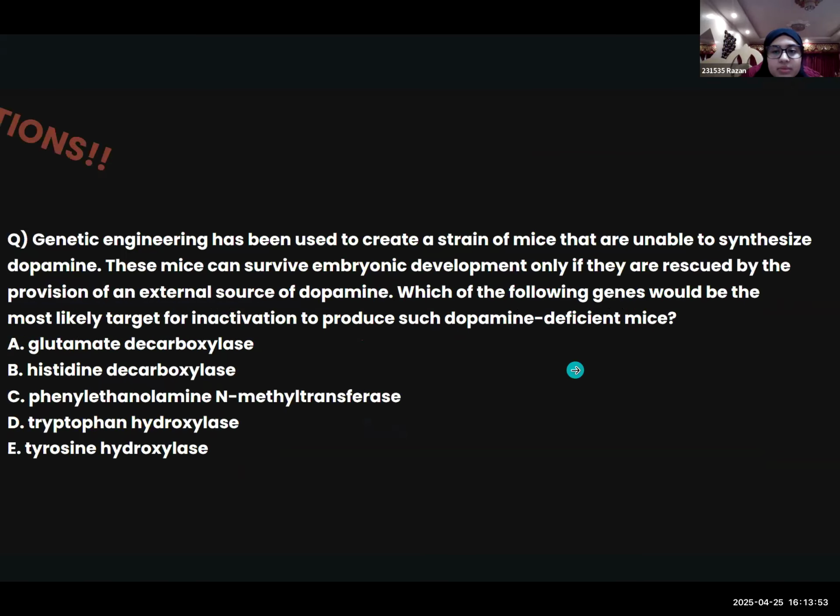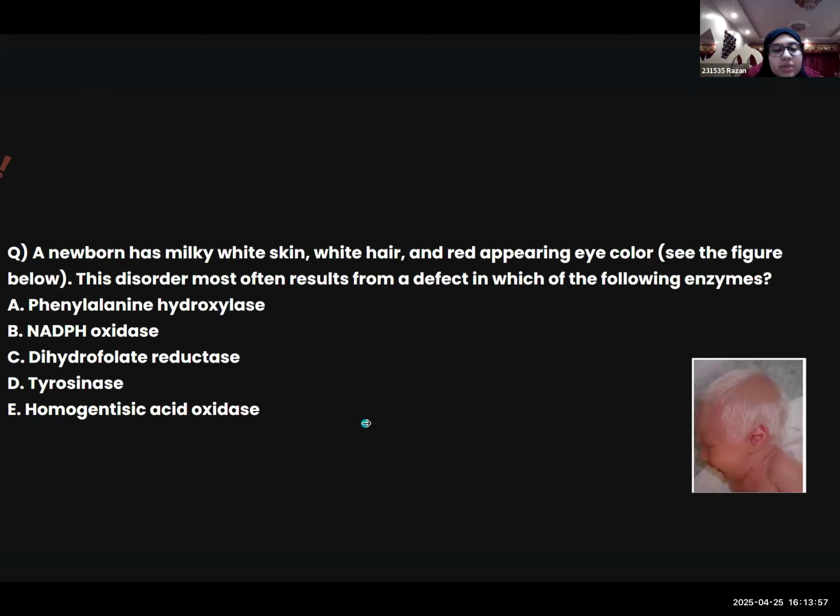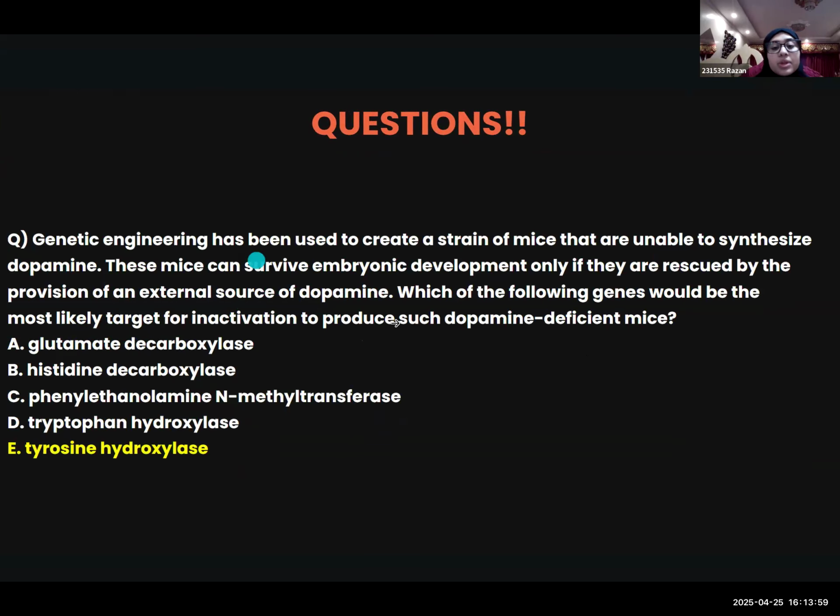Sorry for that. So here there's dopamine deficiency, and from the tyrosine metabolism pathway, the rate-limiting enzyme for that step is tyrosine hydroxylase. So if you don't have that enzyme, you cannot get dopamine. Hope it's clear right now. Next question.